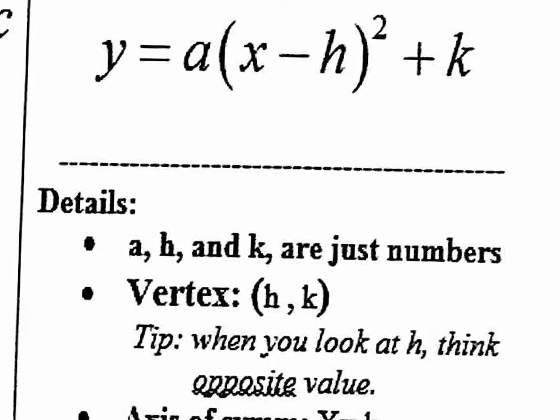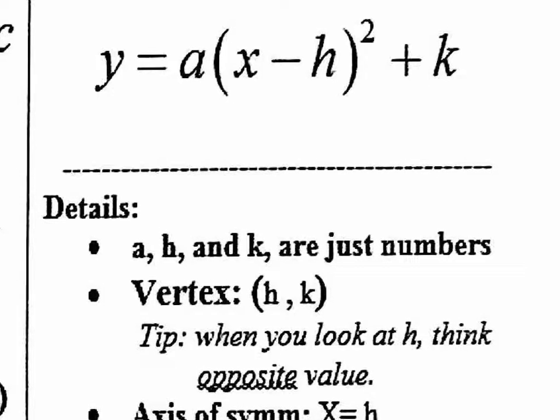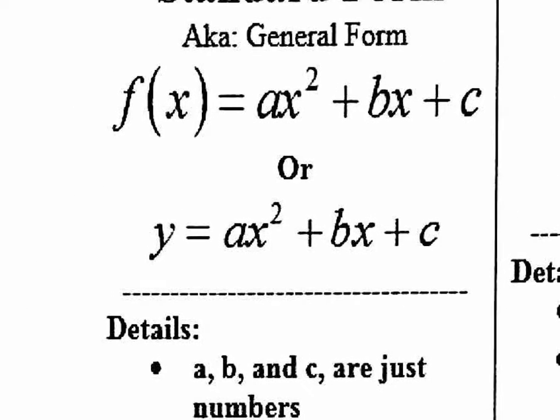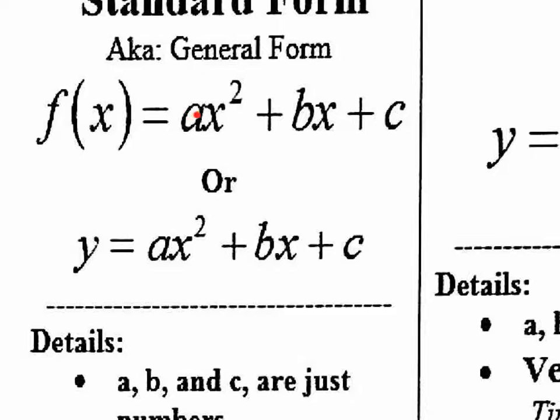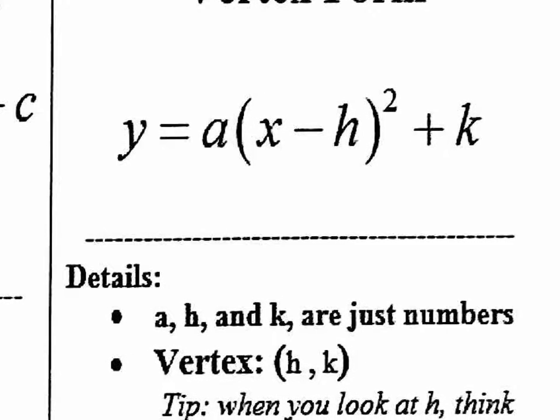Let's talk about the details. A, h, and k are just numbers, kind of like a, b, and c on standard form. That's just a number, that's just a number, that's just a number. Now, the a value here is the same exact a value over here. It tells you the same exact thing. If this guy's positive, it's going to open up the parabola. If the a value is negative, it's going to open down, right? The further away the a value is from 0, the more vertically stretched it gets. The closer it is to 0, the more vertically compressed it gets.